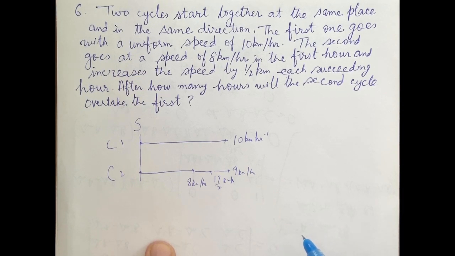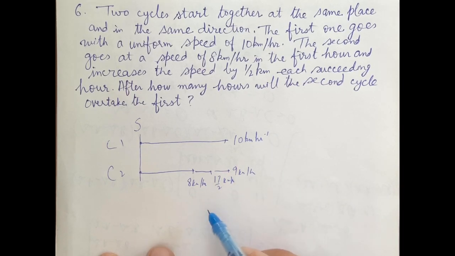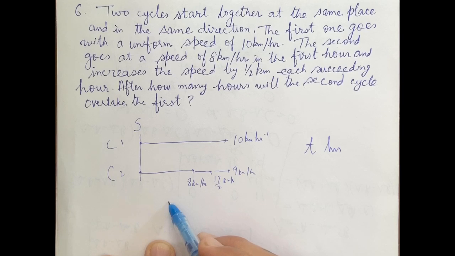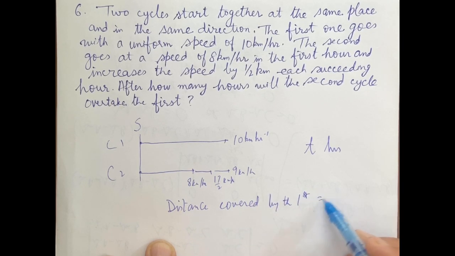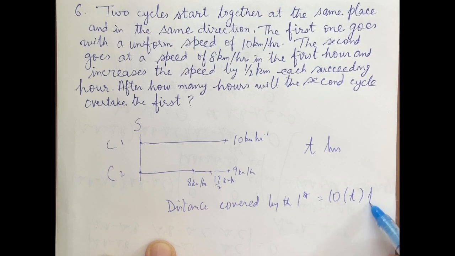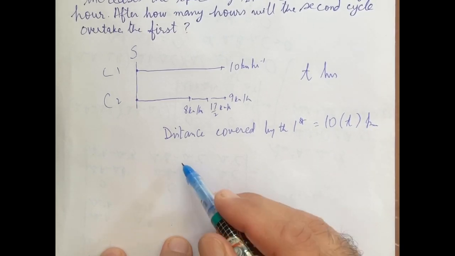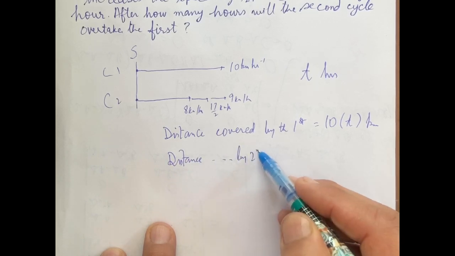So after how many hours will the second cycle overtake the first? At the time of overtaking, the distance covered by the first cyclist and the second will be the same. Let us say this happens in t hours. So the distance covered by the first cyclist will be 10 into t kilometers. Similarly, we can find out the distance traveled by the second.